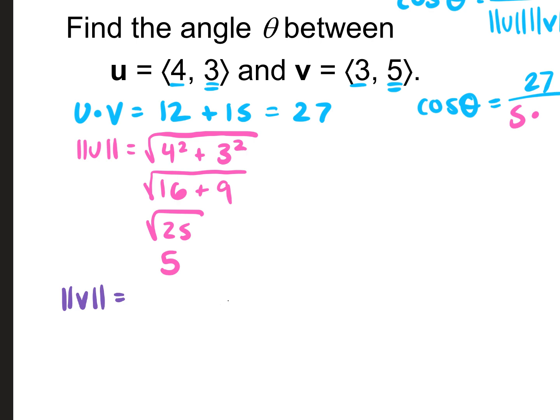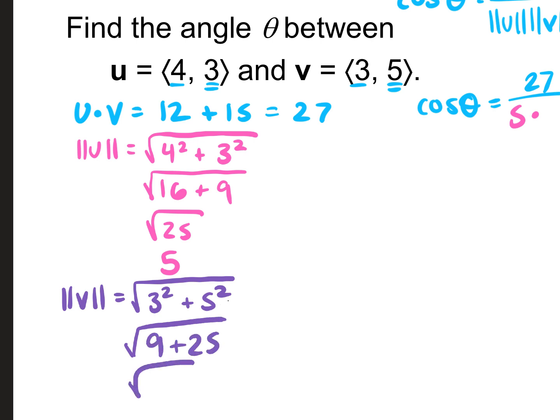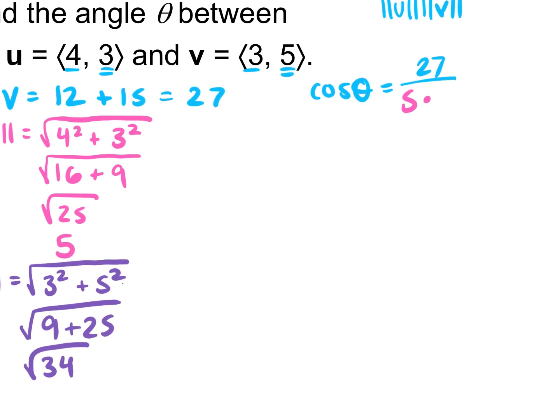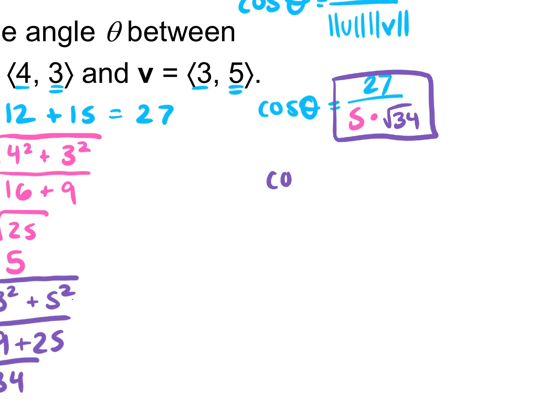How would I find the magnitude of v? The square root of 3 squared plus 5 squared. So this would be 9 plus 25, which would be the square root of 34. Now you don't have to simplify the square root here because you're going to end up putting this all into your calculator. So we're going to put this into the calculator.